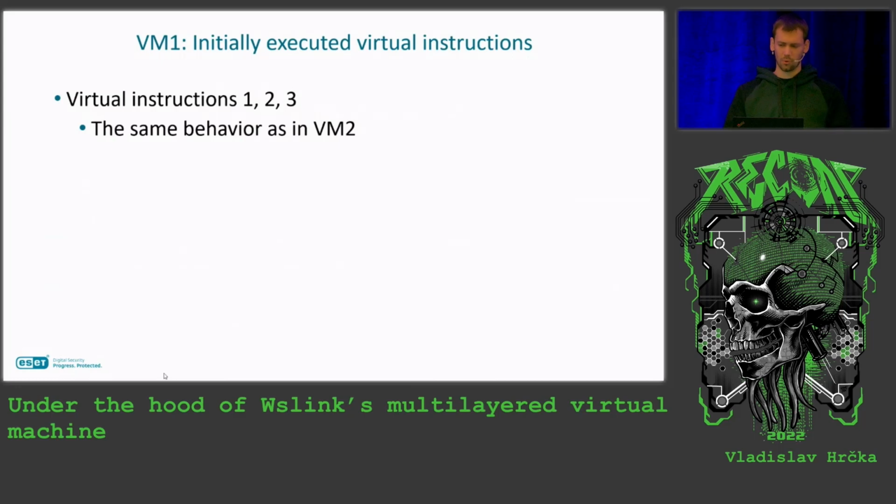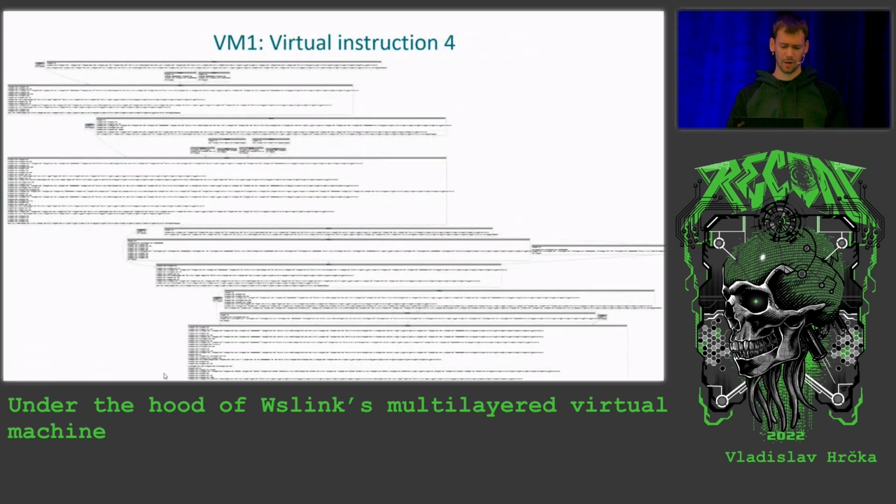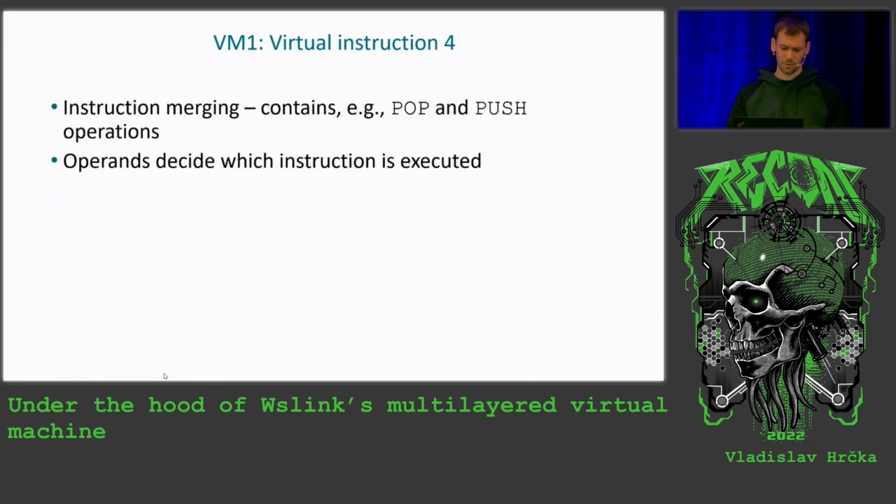And now we can take a look at the initially executed virtual instructions of the first VM that was now deobfuscated, and the first 3 are actually the same ones as in the previous VM, and the 4th one is interesting. We can see that this is just a part of the instruction, it's very big, and we expected a simple pop operation like before. So what's the problem?